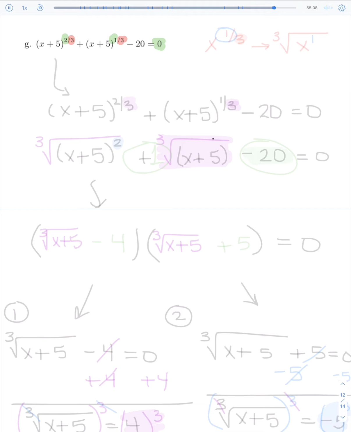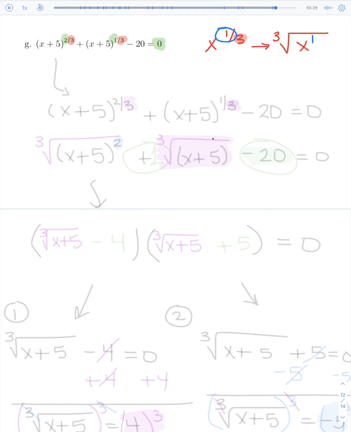But remember, as a reminder, if you have something like an x to the 1/3, it can be rewritten as a root. What kind of root? Whatever's on the bottom. So the 3 on the bottom would tell you you've got a cube root of just x. And the reason why it's just an x is because it's x to the first power.